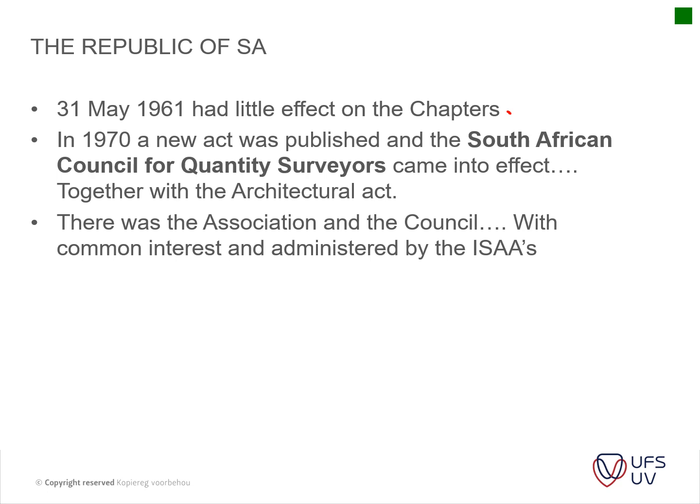And then in 1970, a new act was published and the South African Council of Quantity Surveyors came into effect. Okay, so you can see the first mention of council started, together with the Architectural Act. So this is basically where a fully fledged council for the architects and for the QSs started. There was the association and the council, with the common interest and administration by the Association for Architects. So you can see the two councils existed, but the architects and the QSs were still served by a single association.